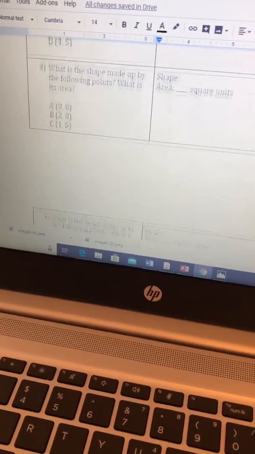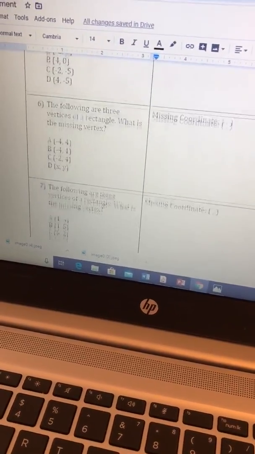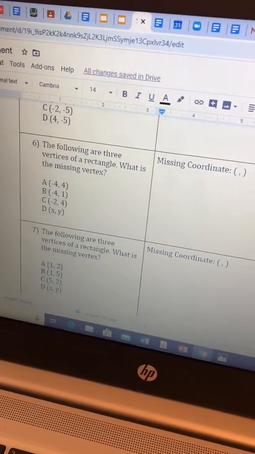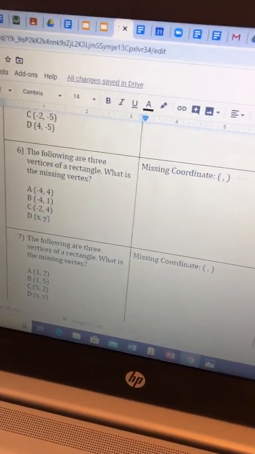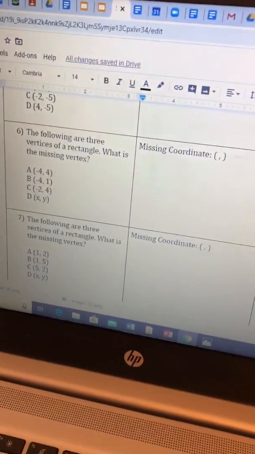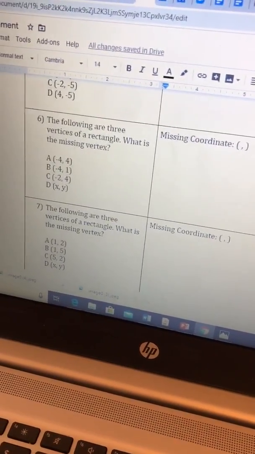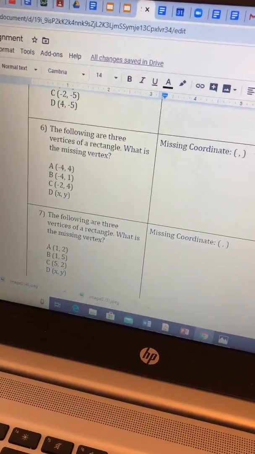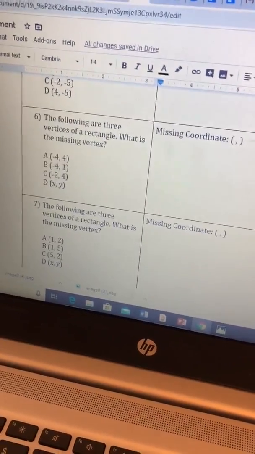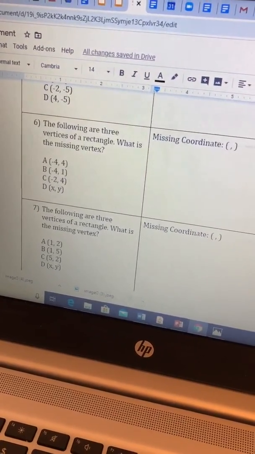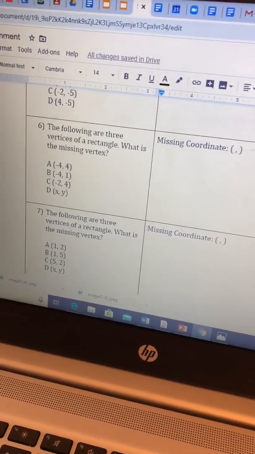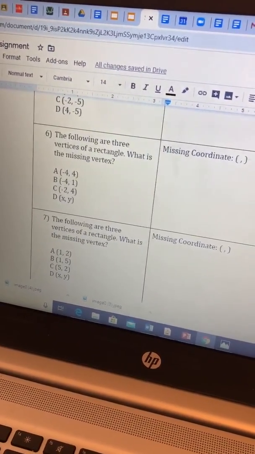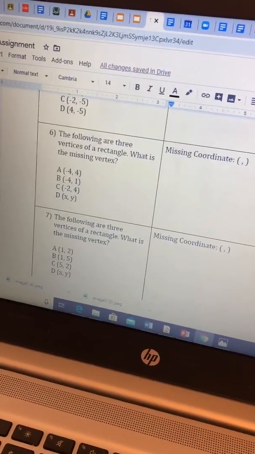And then the second type of question started with number 6. So number 6 through 10, you were given some coordinates to plot on your grid, and your job was to figure out the missing point. For number 6, it says the following are 3 vertices, and vertices is just the plural of vertex, and vertex just means a point. So the following are the 3 vertices of a rectangle. What is the missing vertex?